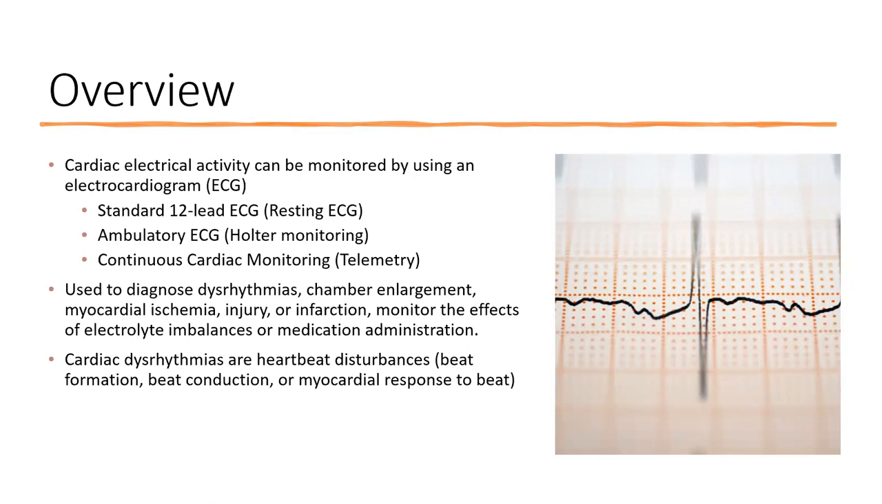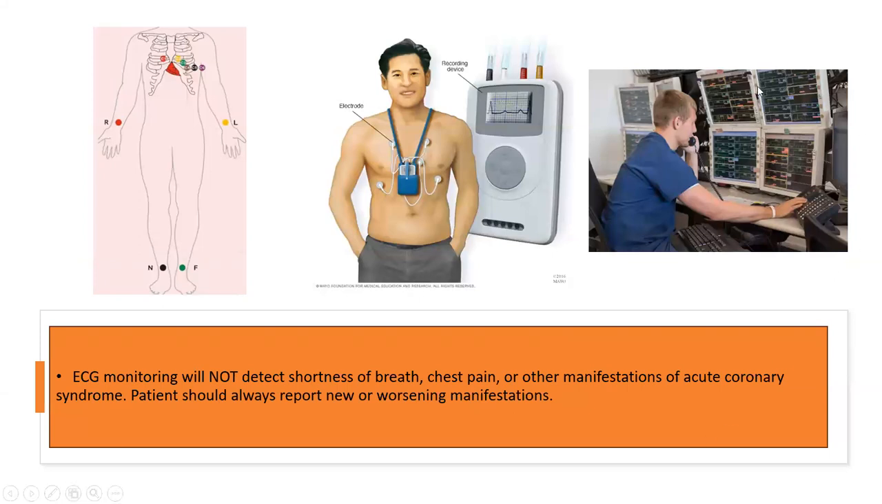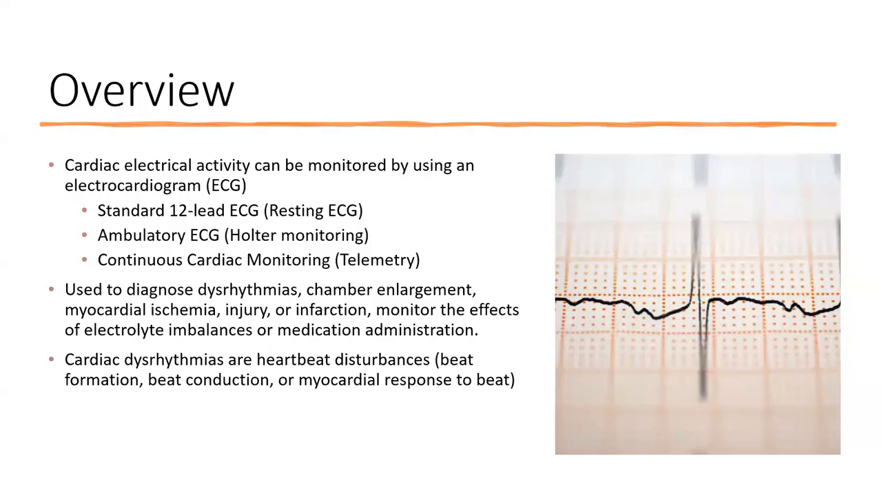Then you've got your continuous cardiac monitoring or your telemetry. In the hospital, this lets our patients walk a little bit more, and you can see it here. All the information from it is sent to a station or a tech that will watch it. Some of these techs are located on the floor themselves. Some of them are located on a different floor. These can be used to diagnose things like dysrhythmias, chamber enlargements, myocardial ischemia, injury, or infarction. It can monitor the effects of electrolyte imbalances or medication administration. So when we start getting into our dysrhythmias, we'll go into different types of medications that may cause these dysrhythmias, as well as some of those electrolyte imbalances.